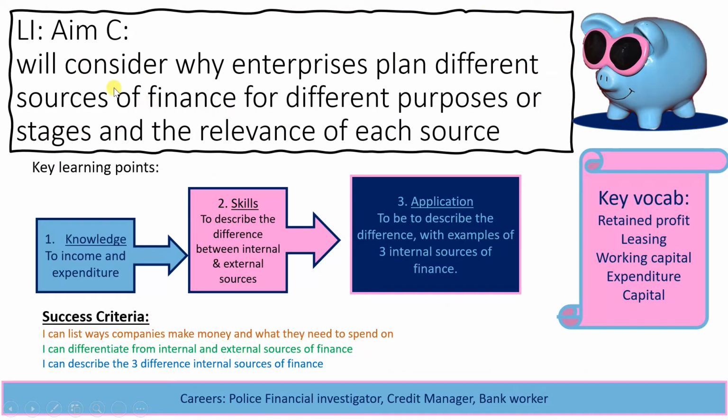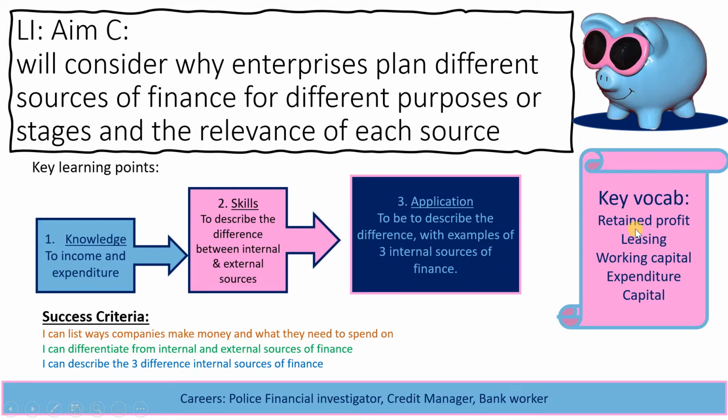You will consider why enterprises plan different sources of finance for different purposes or at different stages of the business, and those are relevant for each source, so it's quite a lot broken down here. So first of all, we need to build up knowledge of income and expenditure and be able to describe the difference between the internal and external sources. And then we can apply that by being able to sort through and organise and evaluate the examples of different internal sources and external sources of finance.